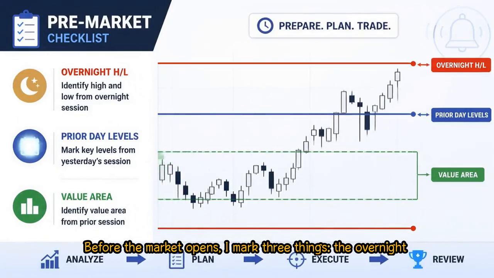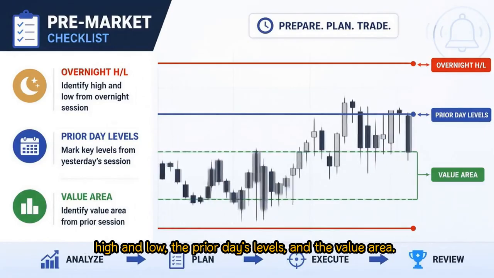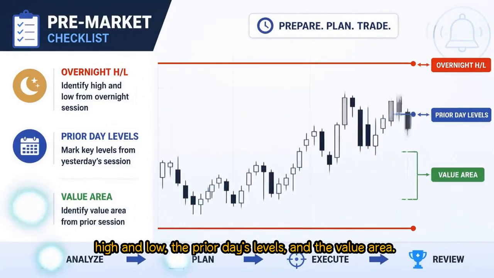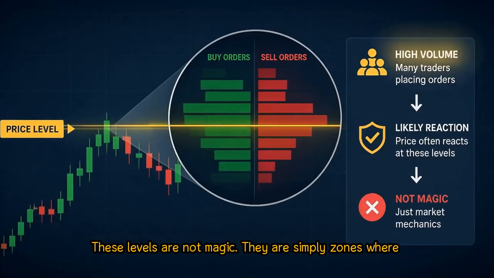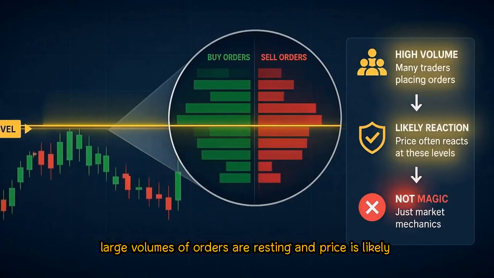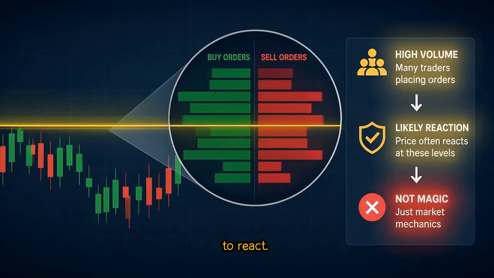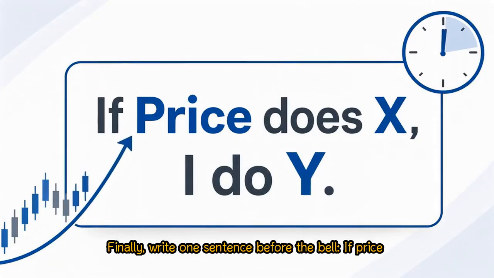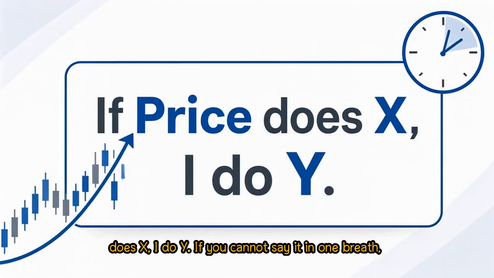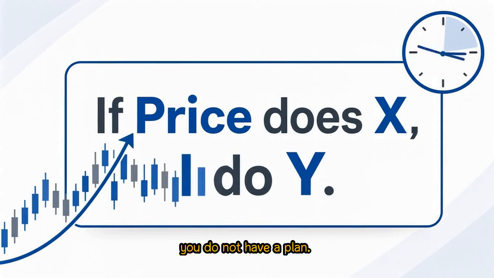Before the market opens, I mark 3 things: the overnight high and low, the prior day's levels, and the value area. These levels are not magic. They are simply zones where large volumes of orders are resting and price is likely to react. Finally, write one sentence before the bell. If price does X, I do Y. If you cannot say it in one breath, you do not have a plan.